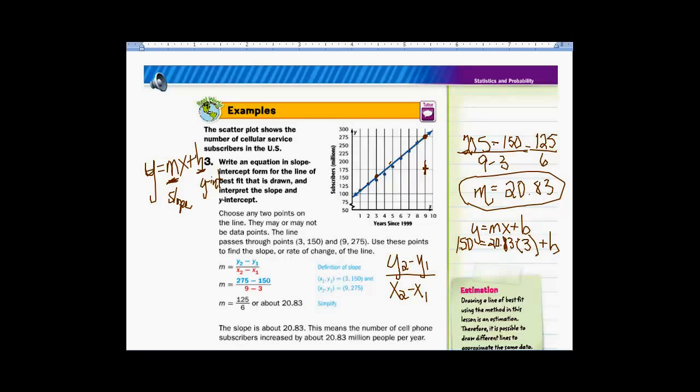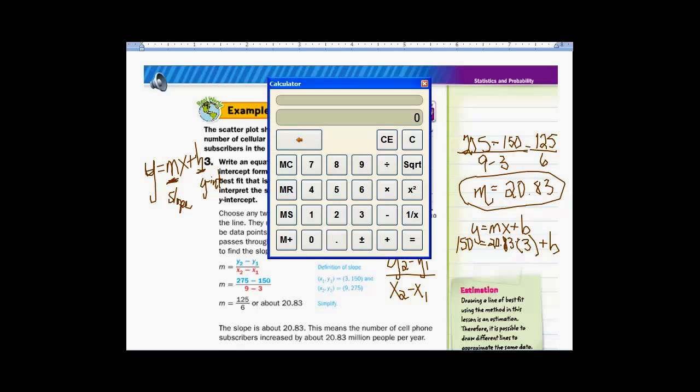So I've got 3 times, where's my calculator? 20.83 times 3. So I've got 62.49 plus b, and that's 150. So 150 minus 62.49 is 87.51. So that would be our b.